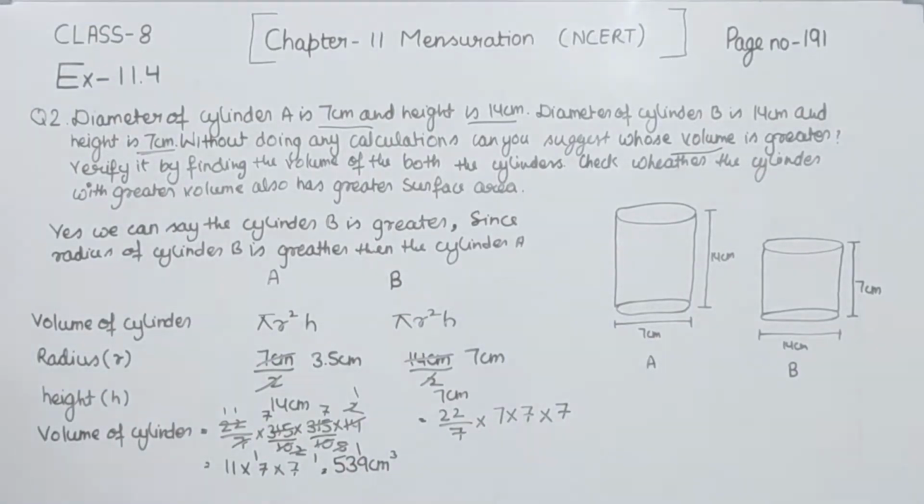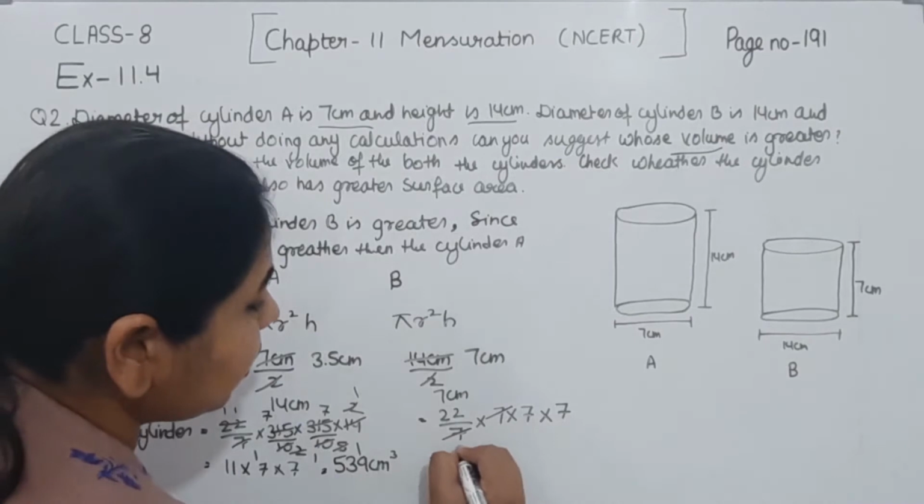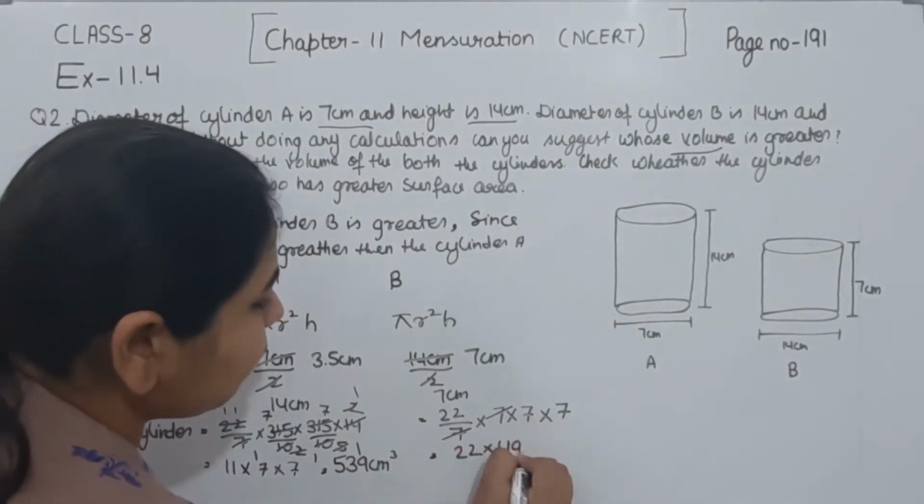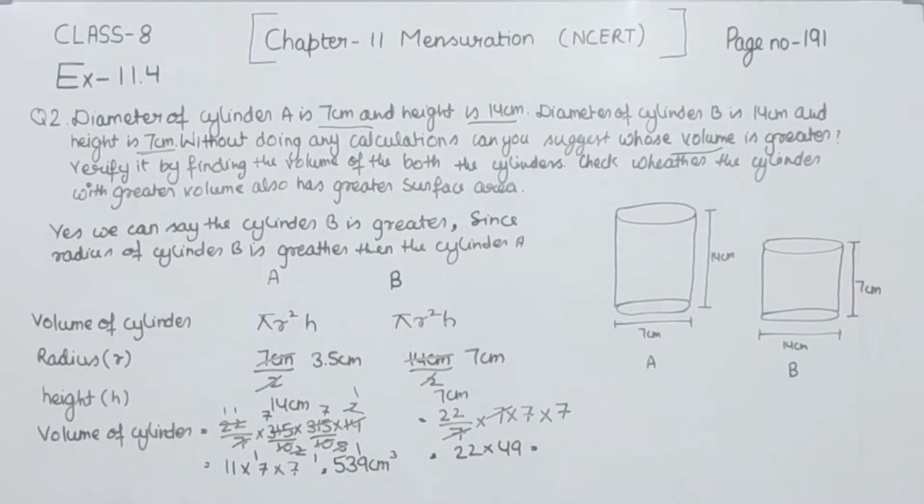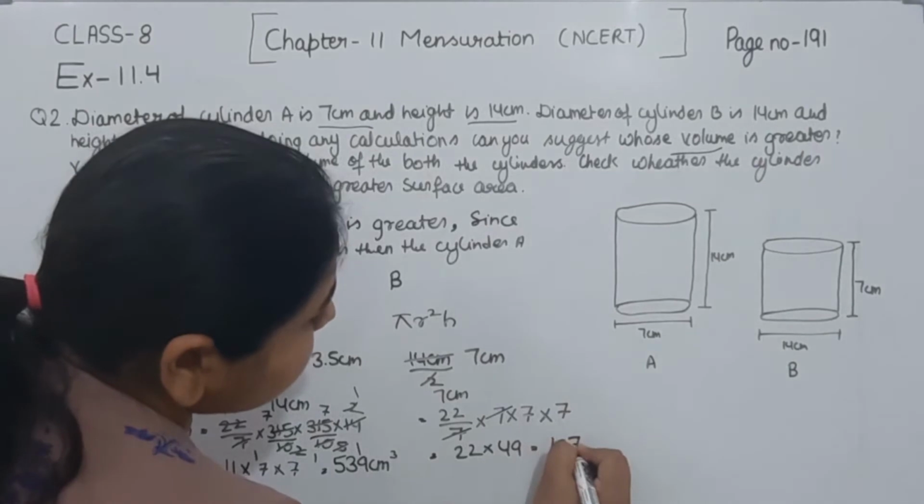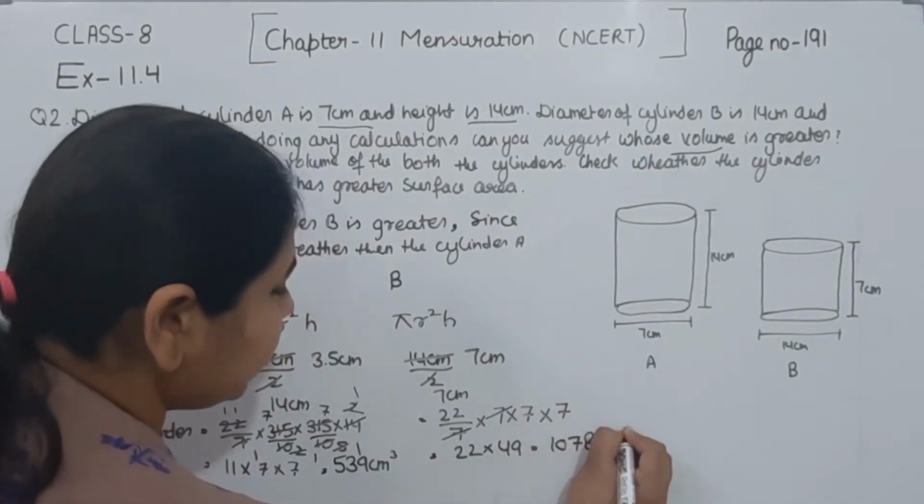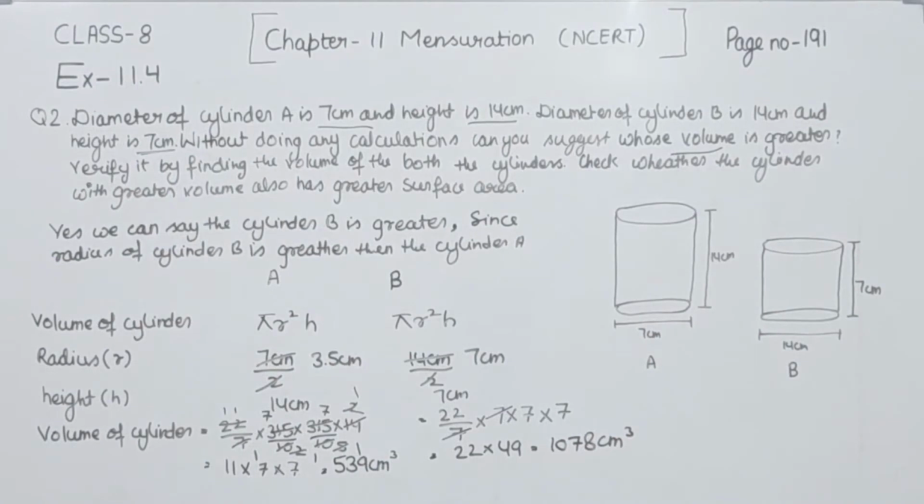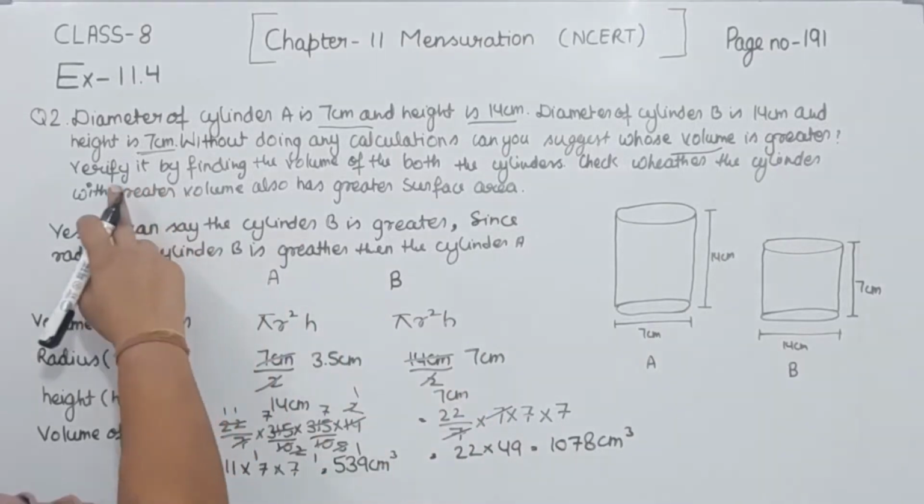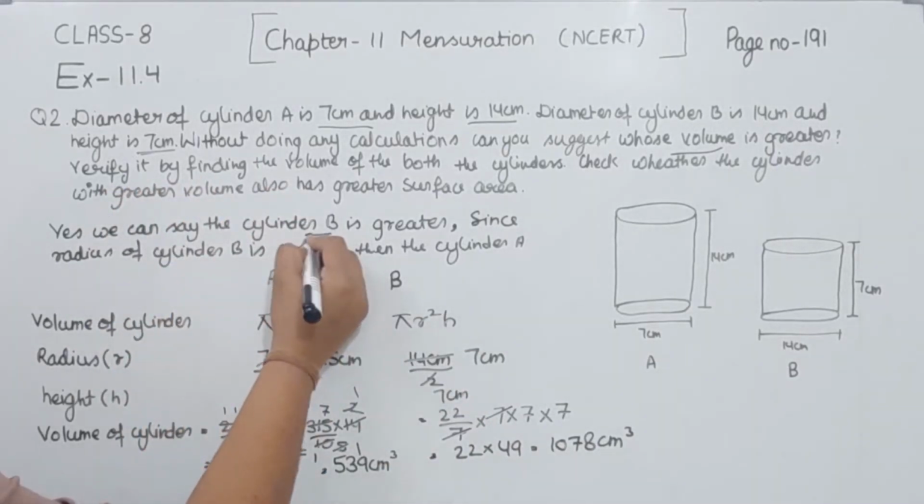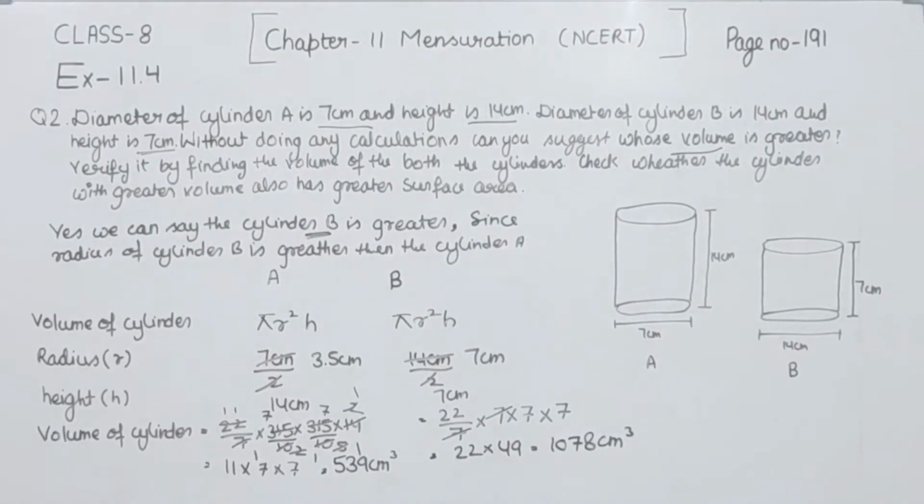Now comes to B. In this one 7 is cancelled from 7. Now 22 multiplied by 7 sevens are 49. Now 22 multiplied by 49 is 1078 centimeter cube. So this is the volume of cylinder A and this is the volume of cylinder B. So we have verified that cylinder B has the greater volume. Now comes the next one. Next we have to find the surface area.